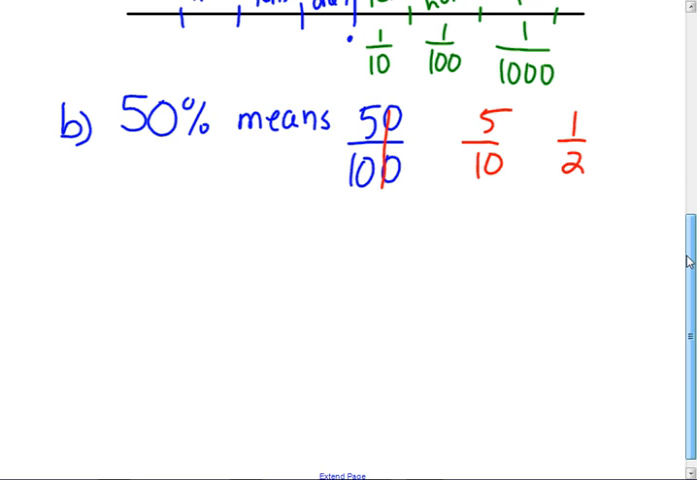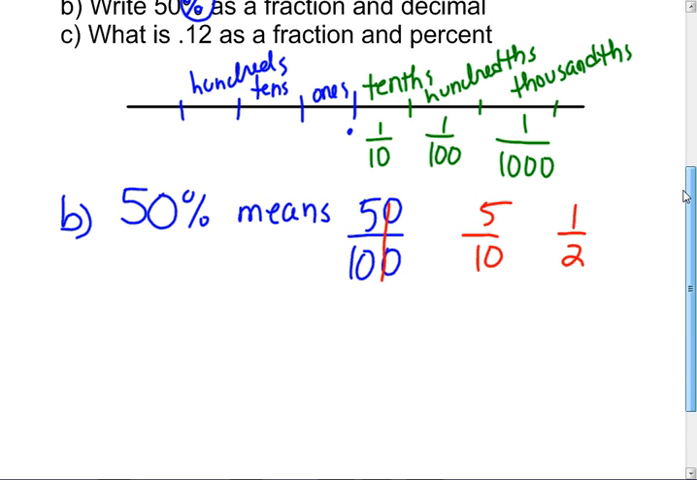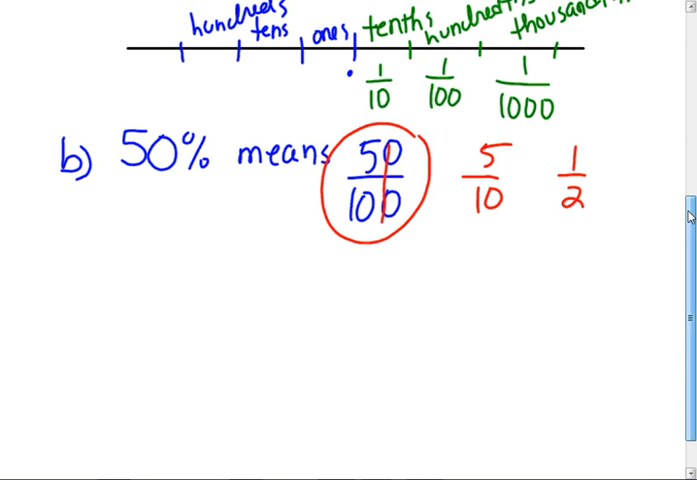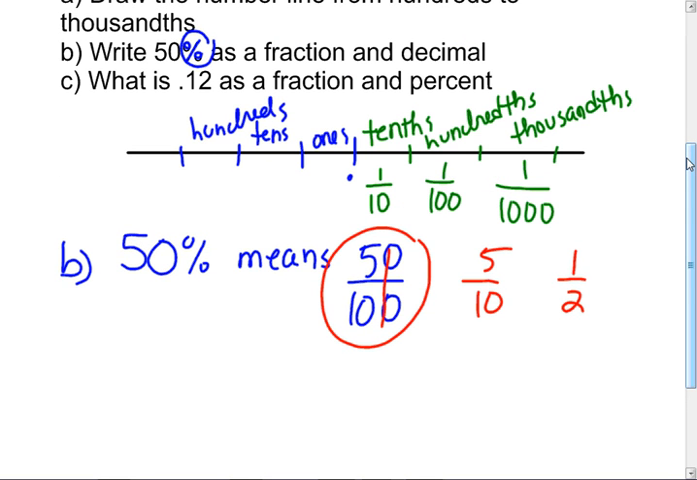Okay, now I have 50 out of 100. I need to write that as a decimal. I'm sure you guys were told you move the decimal so many places, because it's percent, 2 places, but you forget which way. So if I write this guy right here and I put it on my number line, I have 50 out of 100. The 0 is going to go in the hundredths place, and the 5 is going to go there. So it's 0.50, or some of you prefer to write 0.5.